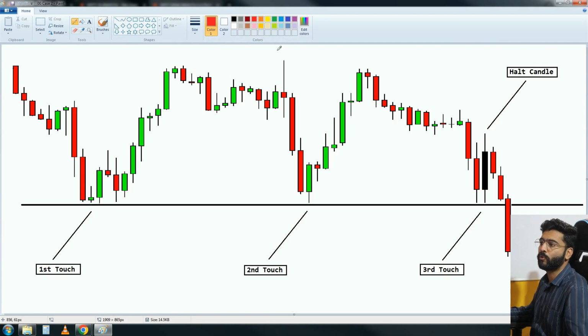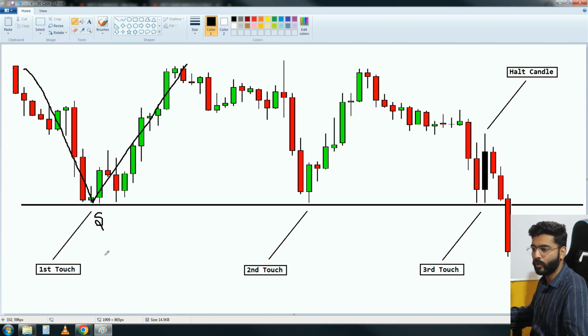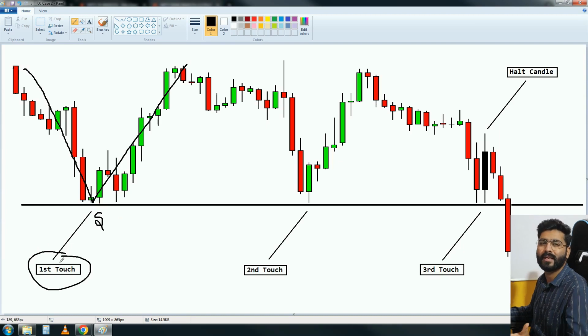So this is a case where support is getting broken. What happened? First the market falls, then the market goes up. This is where we know the support is getting created. Or you can simply say first touch, or the demand zone.